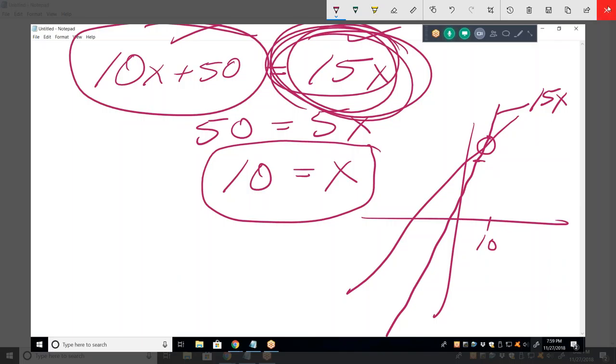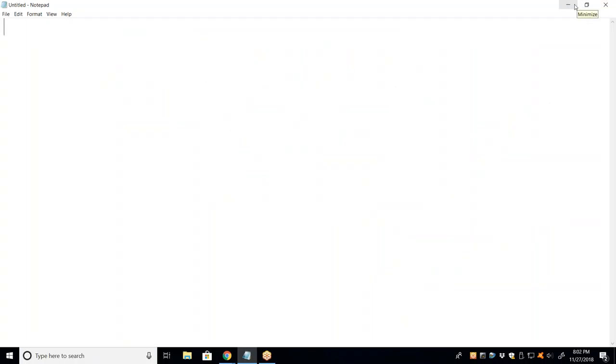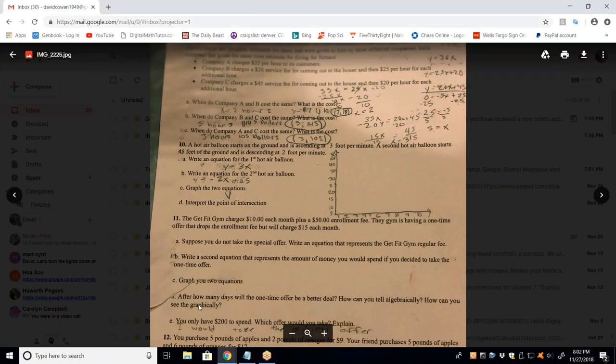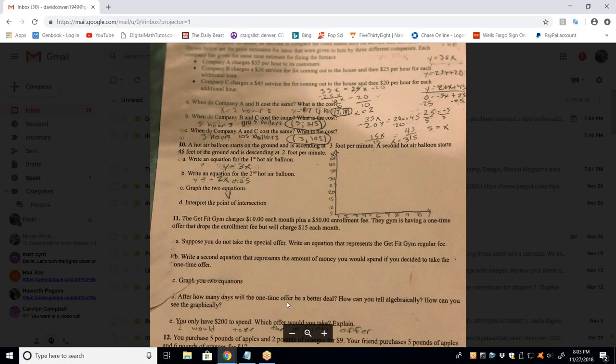months. Now, that's why I say this is a typo. Because their question is, after how many days will the one-time offer be better? And guess what? You can't answer that. Because everything else is in terms of months. Some months have 31, some months have 30. I think he did say it was a typo. It is a typo. It has to be, otherwise you wouldn't be able to answer the question. In other words, this should say months instead of days.